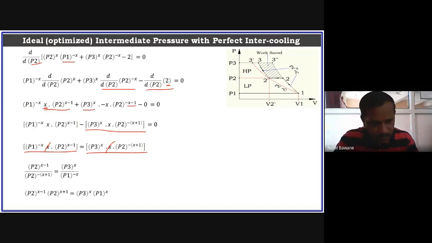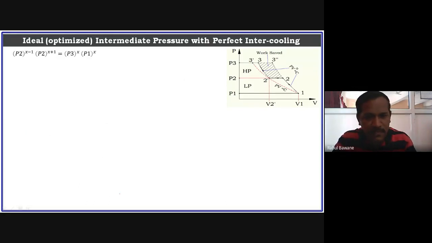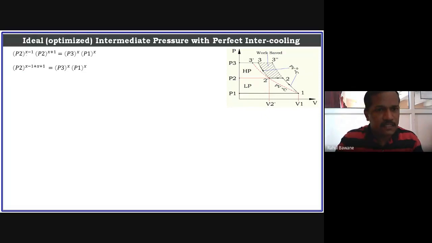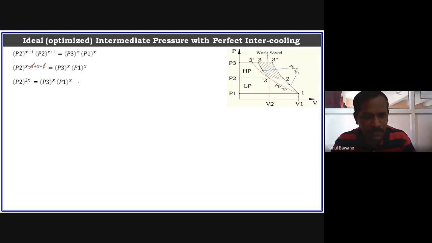Simplify this. If I shift this into the numerator, it becomes negative, so negative becomes positive. So P2 raised to the power x minus 1, again P2 raised to the power x plus 1, here P3 raised to the power x, P1 raised to the power x. Now after simplifying, addition of powers: P2 raised to x minus 1 plus x plus 1. So minus 1 plus 1 will be cancelled. So in the next step we get P2 raised to the power twice x is equal to P3 raised to the power x, P1 raised to the power x.